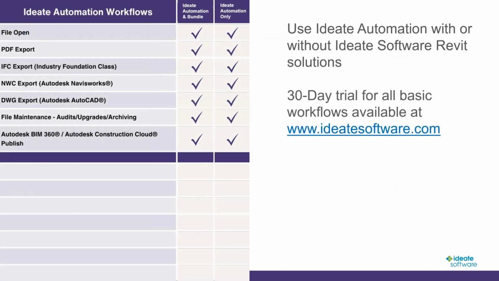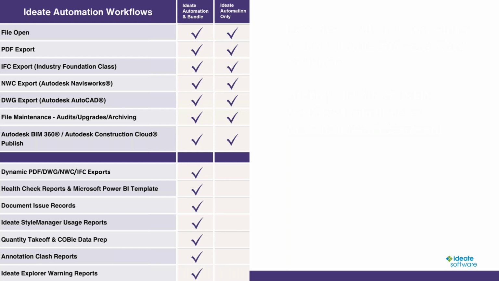So this is basically a list of the Ideate Automation workflows that do not need the rest of the tools to run. For example, the file opening, PDF export, IFC, NWC, DWG, and also file maintenance like auditing, updating, archiving, and publishing to BIM 360 or ACC Cloud. You have a 30-day trial. You can try that on our website and get that downloaded.